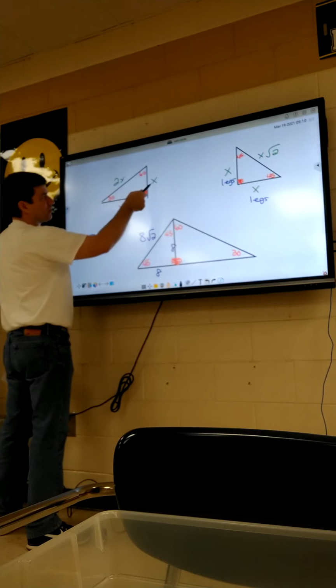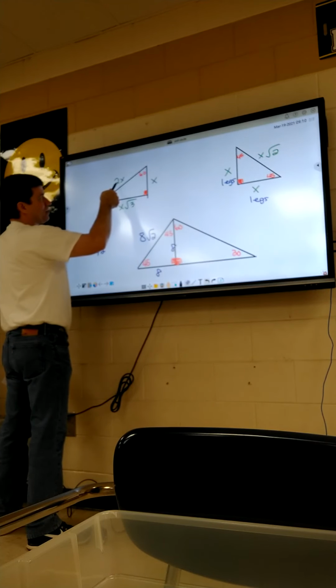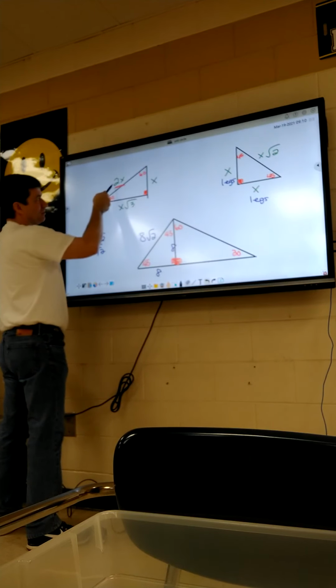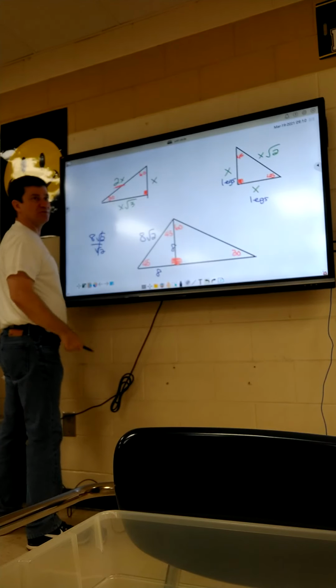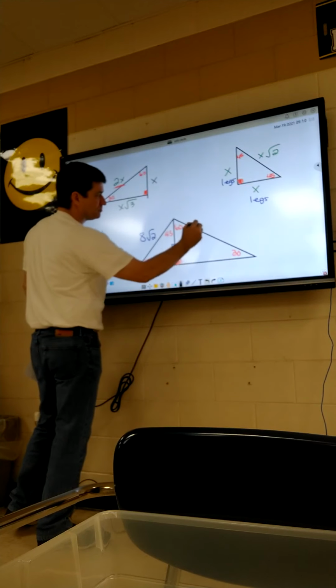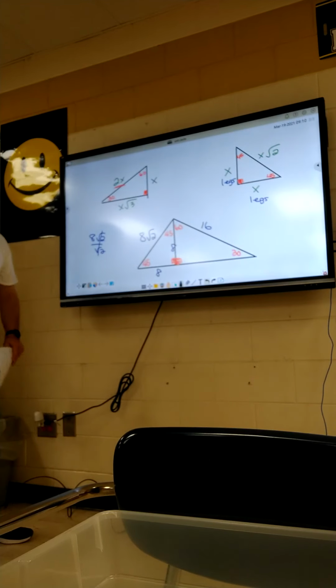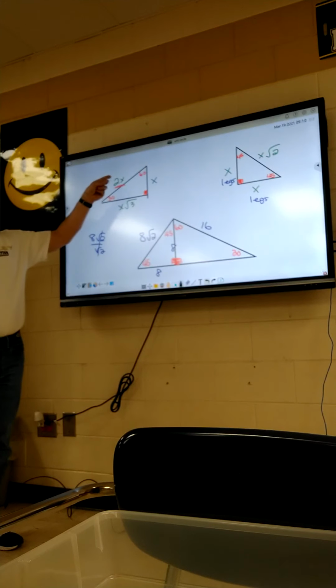LeVar, if I know the 30-degree side is here, and I want to find the hypotenuse, what do I got to times it by? Look right here. All you got to do is times it by 2. So what's 8 times 2? That side's 16. Because the formula said times it by 2.